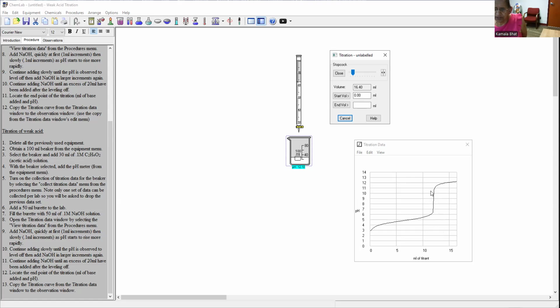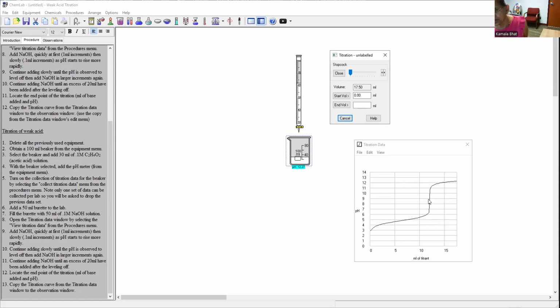Now you'll see that this particular straight line portion is not exactly vertical, but it's slightly slanted. So in order to get the volume of base required for complete neutralization, select the midpoint of the straight portion, and then find out what the pH is to the left and what the volume is to the right at the bottom. And so record both those readings, which will be a couple of objectives that you have met.